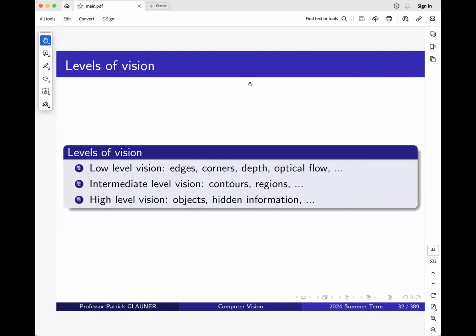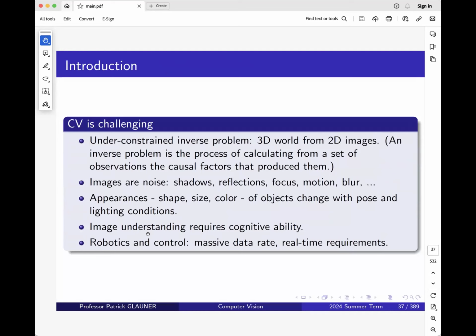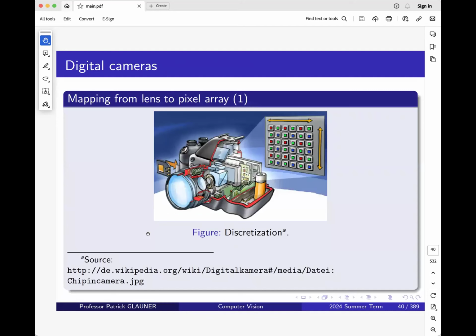We talked about different levels of vision. So far we've worked on low-level vision. Today we will continue with a little bit of low-level vision, but also intermediate vision and work our way up to high-level vision. And we looked at how the human eye works. We saw various challenges of computer vision. And then we started looking into digital images.